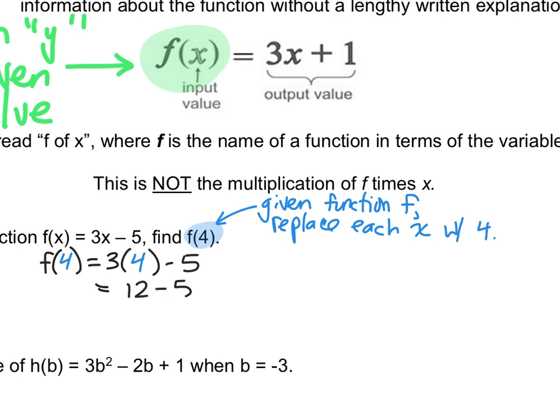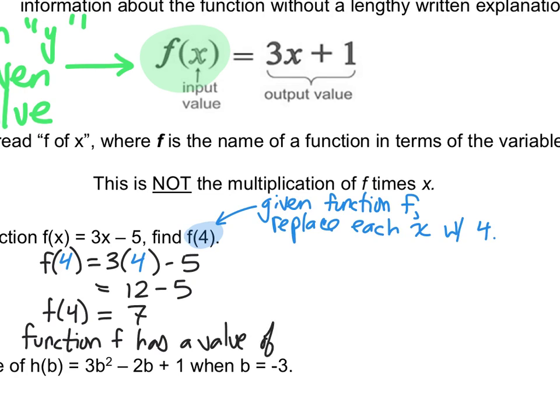So 12 minus 5 gives you a result of 7. All right, so f of 4 results in a 7. All right, and this is what I was talking about before. F of 4, that f parentheses 4 is not multiplication. So your instincts might be, well, I got to get the f alone, so let me divide both sides by 4. You don't do that, because what this is saying is function f has a value of 7 when x is equal to 4. All right, that's all it's saying.